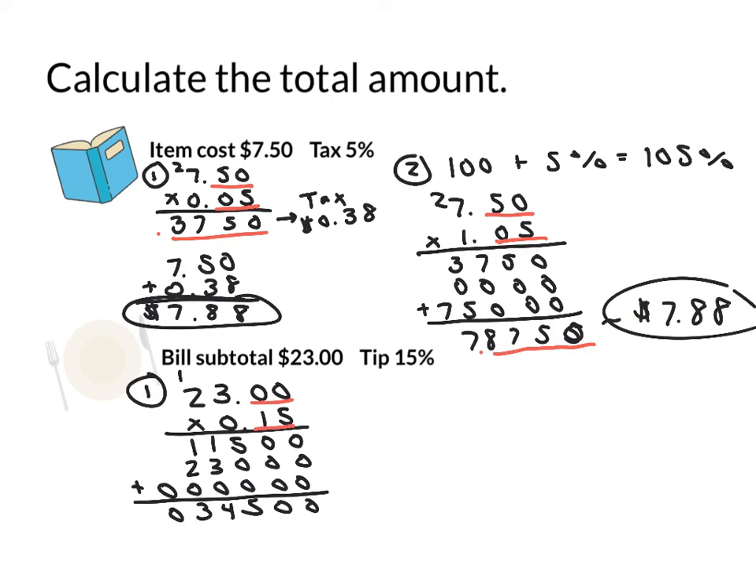We have 4 digits to the right of that decimal, so we'll make sure we have 4 digits to the right of the decimal in our answer. Looks like our tip that we want to leave is $3.45. To find the total amount, we're going to take the food cost at $23, add our 15% tip that we want to give to our server, and add.